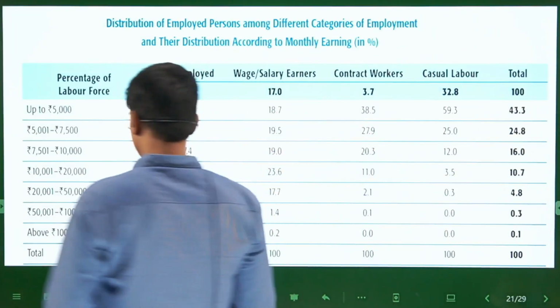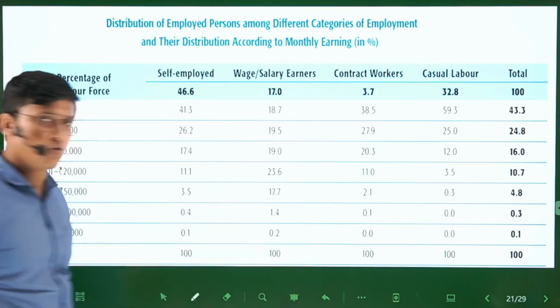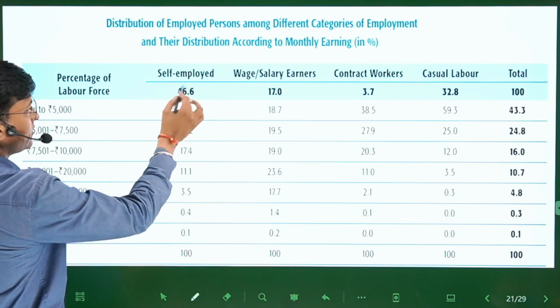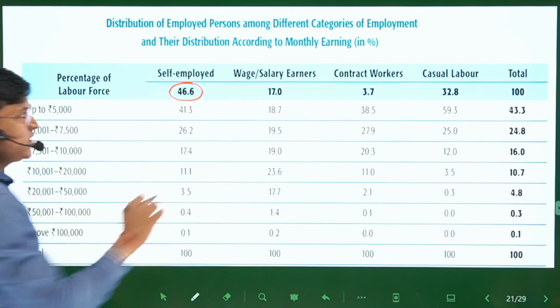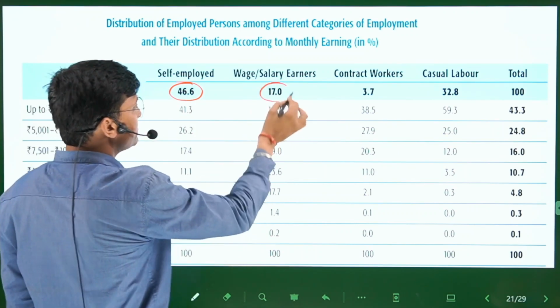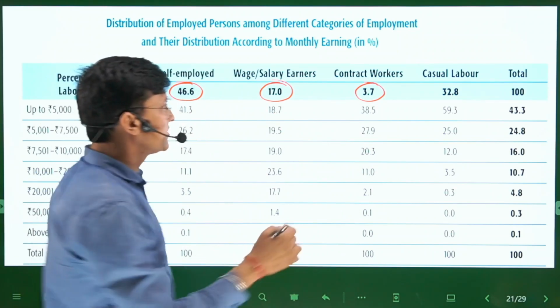Okay, one more data which I surely want to discuss. This is the data of the labor force in India. These are the self-employed people. 46% of India is self-employed. Wage and salary earners, the people who are working for a salary, are 17%. Contract workers, I mean they work on contracts, 3.7%.